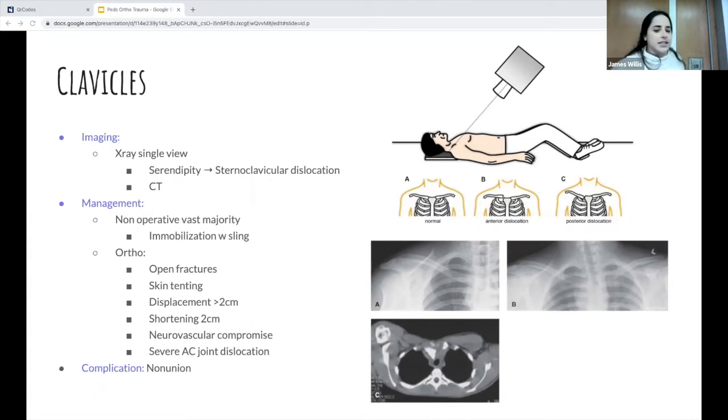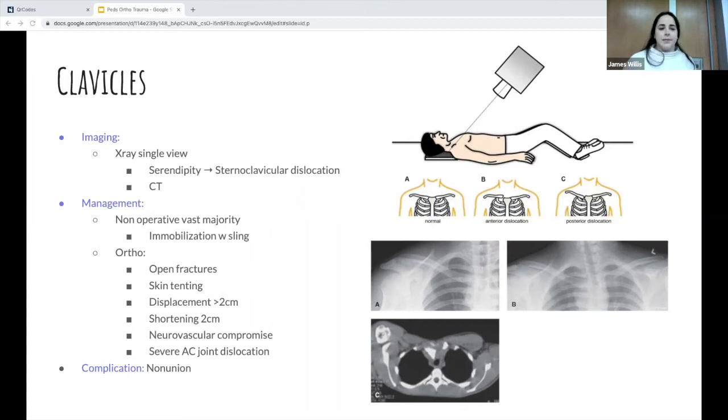I think at this point, given the mechanism of the injury that the patient presented to the emergency department with, you will probably be getting a CT because you want to rule out other intravascular injuries related to the trauma. In terms of management, most of these will be non-op, so you can do an immobilization with a sling. The figure 8 is no longer recommended because it's uncomfortable for pediatric patients.